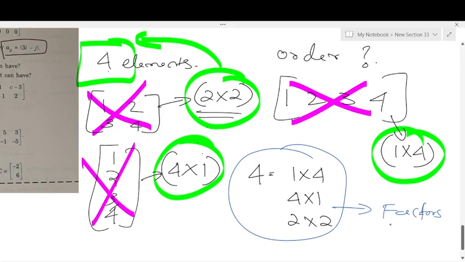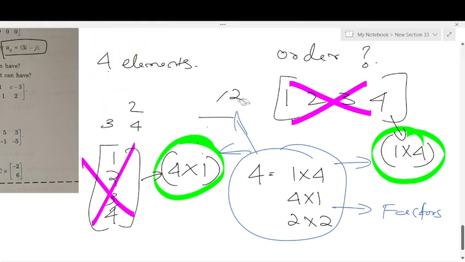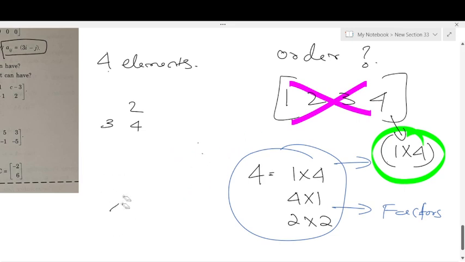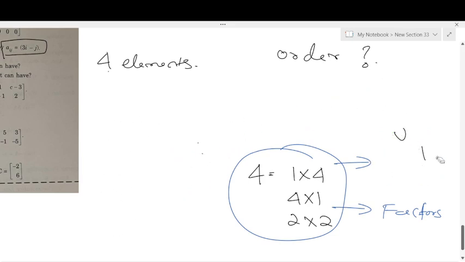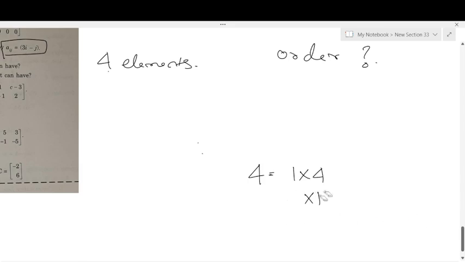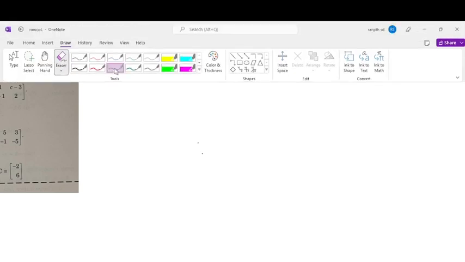Okay. If I just teach all factors, there's no point. You should know. What do you mean by factors? These are the factors. 2 into 2, 4 into 1, 1 into 4. Fine. So whenever they ask how many orders are possible, all you have to do is find the factors. That's it. Find the factors of 4. Now, for 4 elements, how many orders are possible?